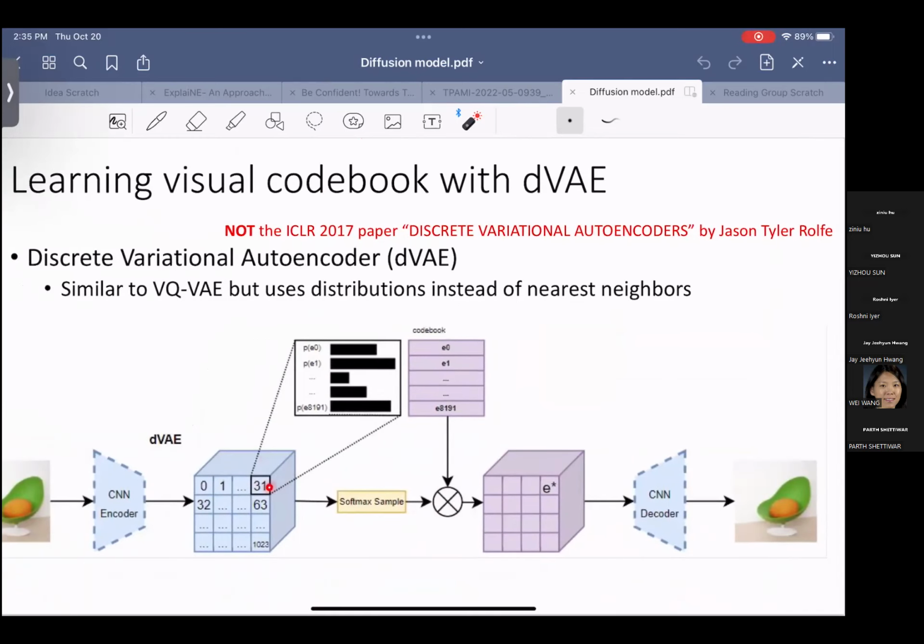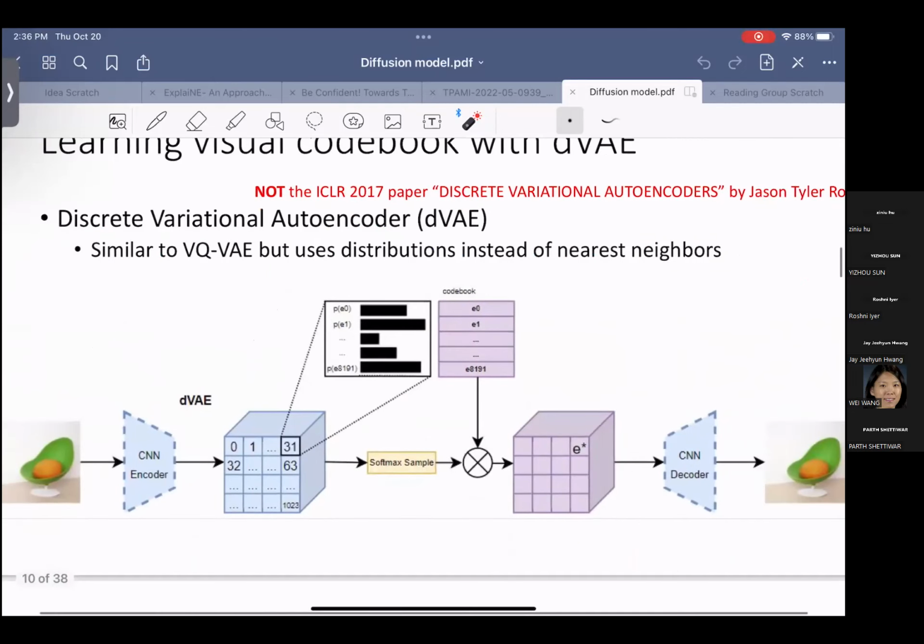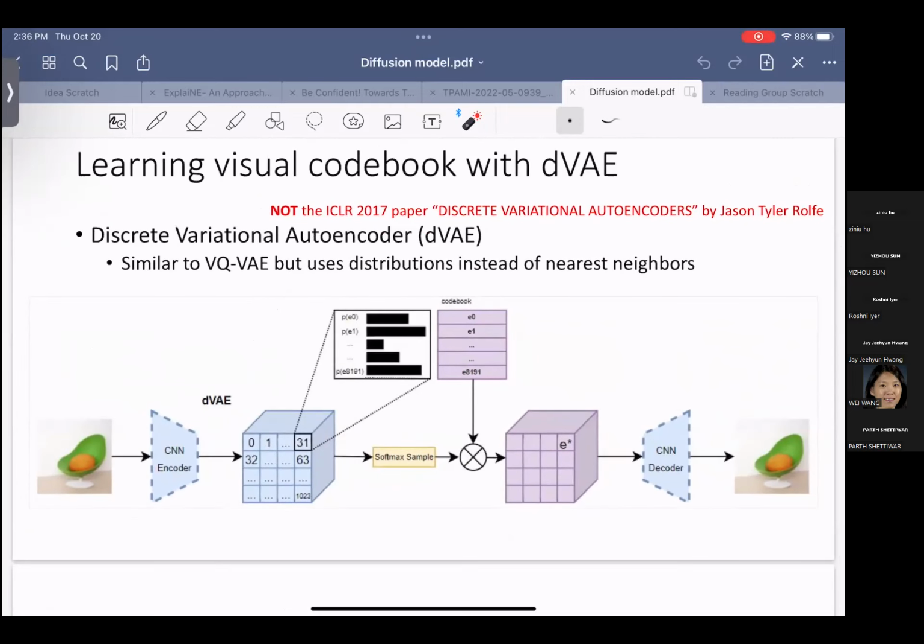Because this is now a continuous distribution, they don't need any nearest neighbor or vector quantization in the middle. So everything can become continuous. Then, in order to get a more discrete flavor, they use Gumbel softmax in the middle. So when you sample from this distribution, you can still get something close to the discrete version. I think this is a good modification because we don't need to do this kind of copy gradient update, but using the Gumbel softmax in the middle, we can still enjoy the good properties of discreteness. But that's basically it. The DVAE is not too much different from the VQ-VAE.